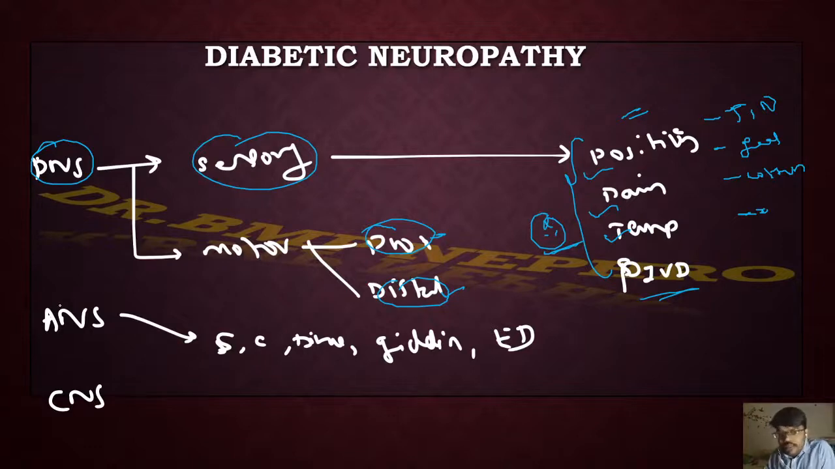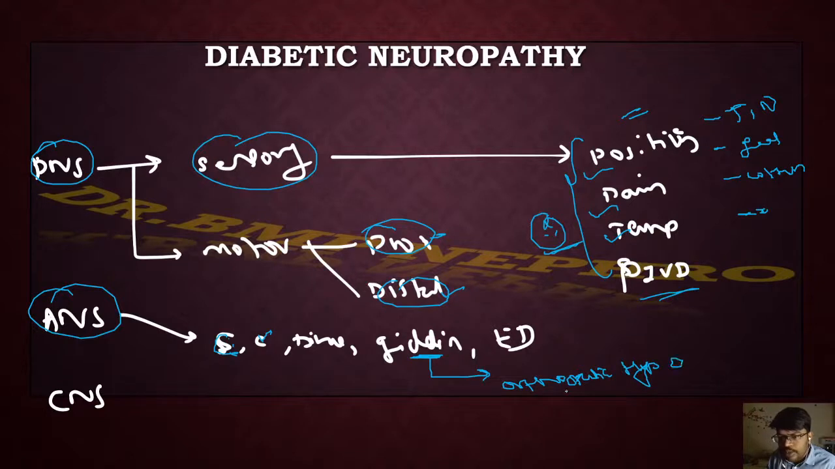For the autonomic nervous system, you have to ask regarding any localized sweating, alternating constipation or diarrhea, erectile dysfunction, giddiness on standing, because that is one of the important findings, which is orthostatic hypotension.